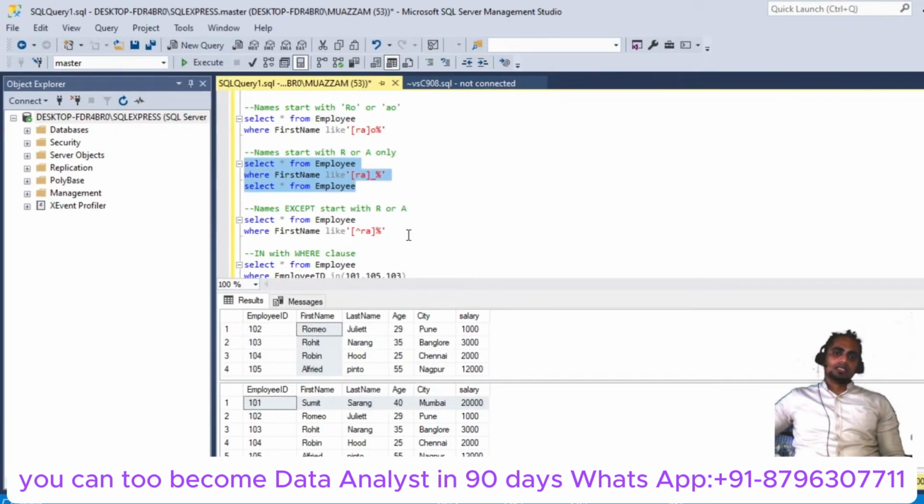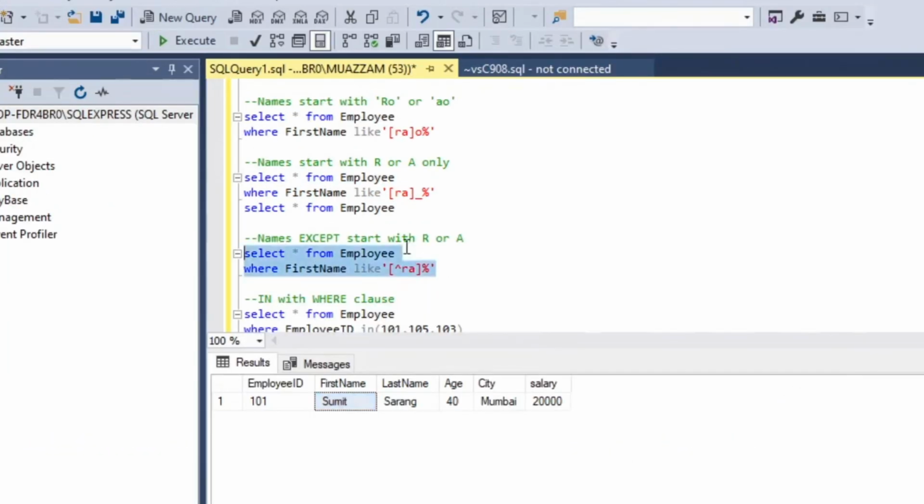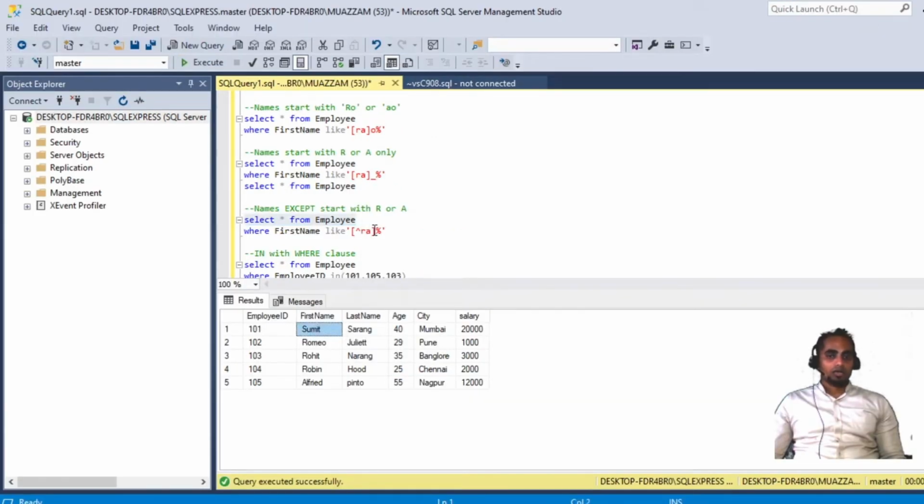So the negation part is simple. What is happening is I'm searching for those first names which do not start with R or A. In total we have only 5 records, and out of those 5 only one record is starting with S, which is not R, not A.